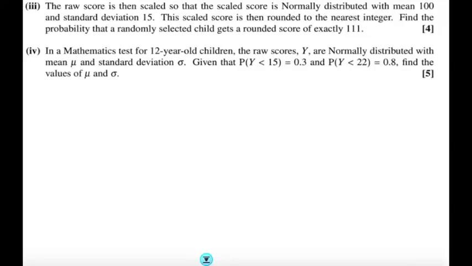Part 3, the raw score is then scaled, so the scaled score is normally distributed with mean 100 and standard deviation 15. The scaled score, so this is where the continuity correction comes in, is then rounded to the nearest integer. Find the probability that a randomly selected student gets a rounded score of exactly 111. So if it's rounded to 111, that means the score must be between 110.5 and 111.5.